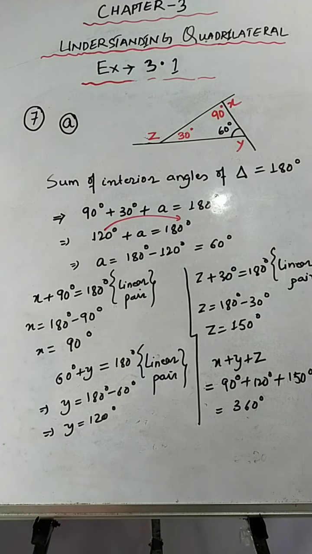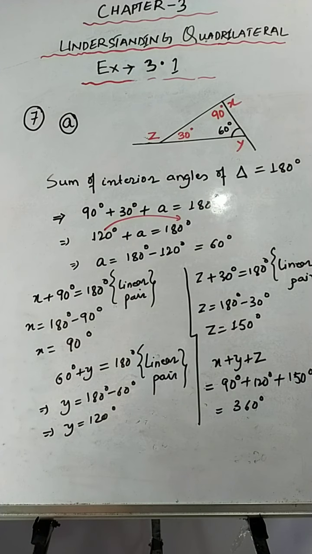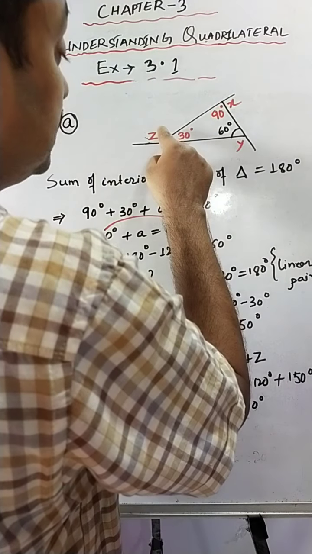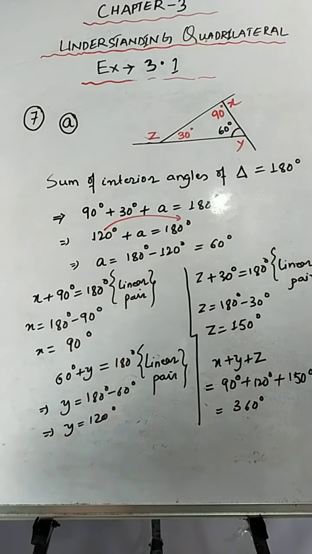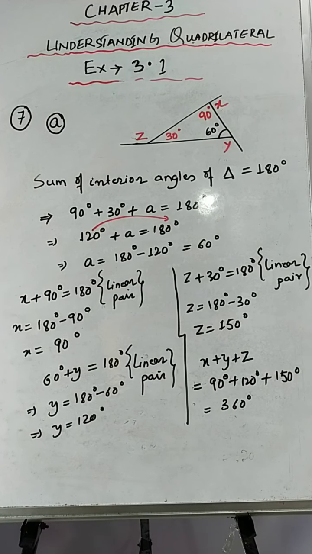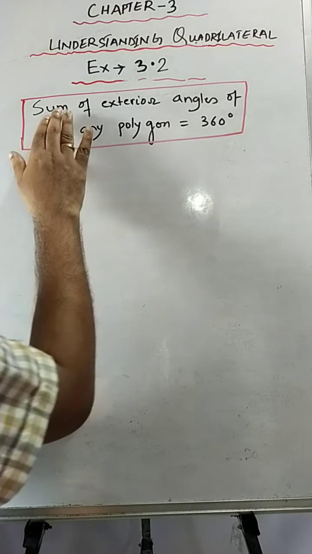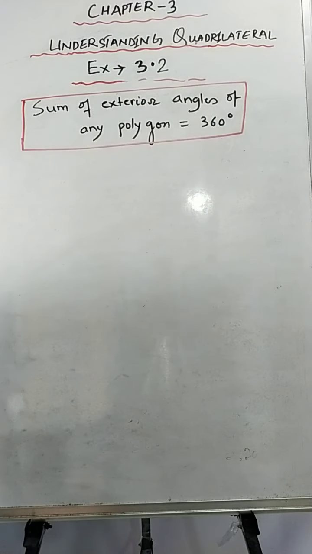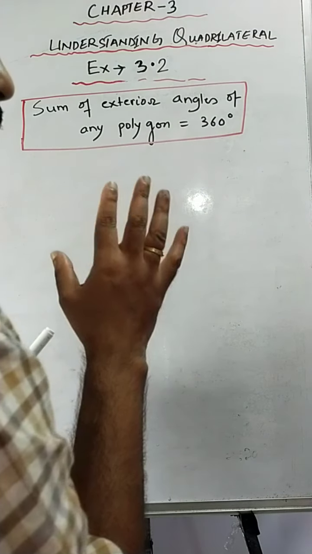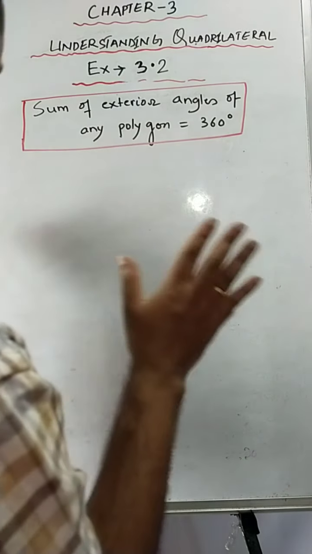Okay? Now, sum number B, try it on yourself. This will be your homework. Fine? So now, let's try to understand why I said that the sum of exterior angles of any polygon is equal to 360 degree. Okay, now we'll try to understand why the sum of exterior angles of any polygon is equal to 360 degree. Fine. So I'm showing you with a triangle. You can try it with quadrilateral also, pentagon also, hexagon also. All will be the same. Fine.